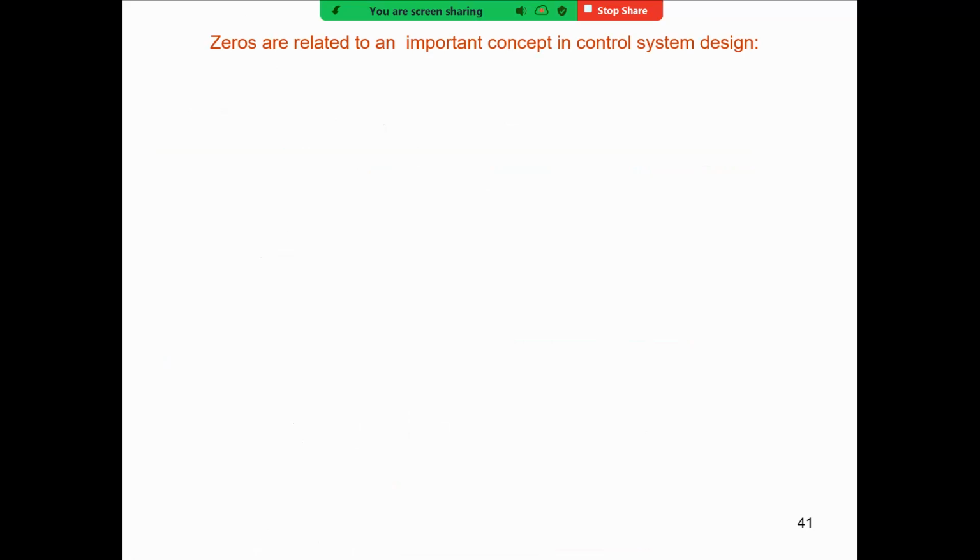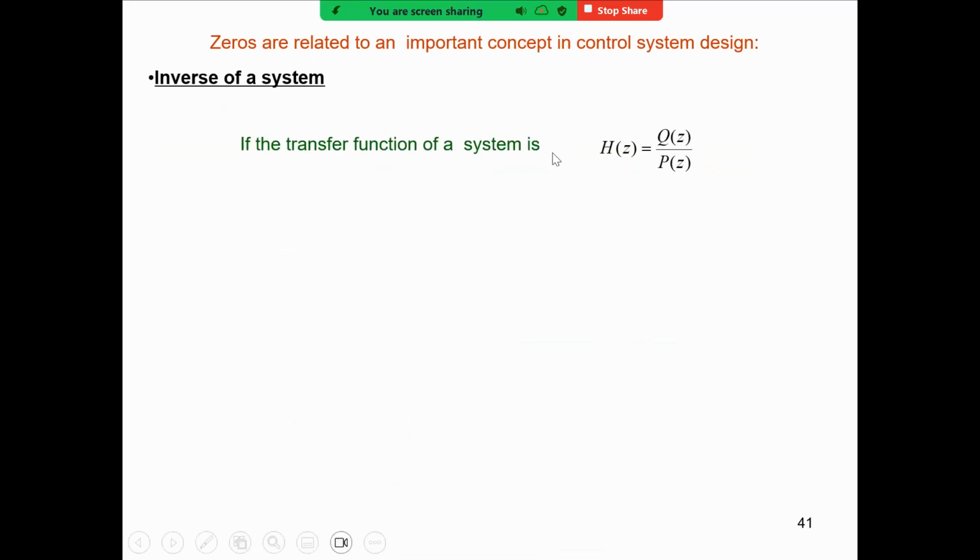The zeros are related to an important concept in control system design. There is an inverse of a system. Let's define that. If the transfer function of the system is H, defined as Q over P, the inverse of a system is just, we switch the poles and zeros, just 1 over the transfer function, so it becomes P over Q.